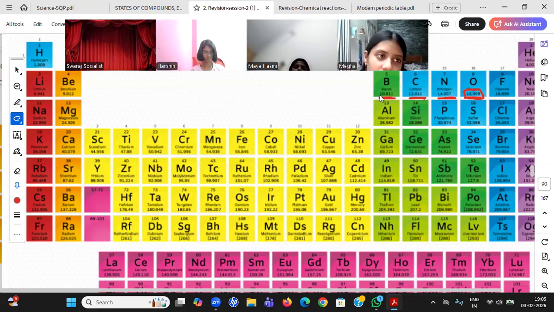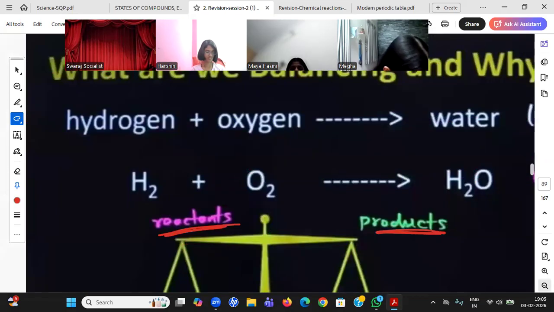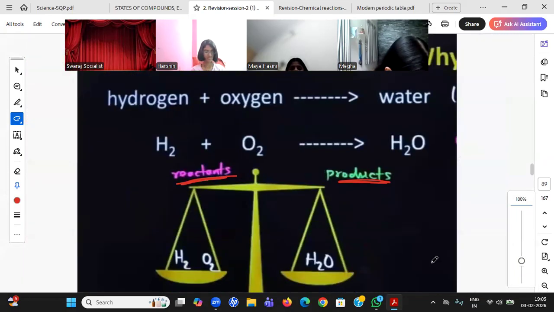Sir, in order to follow the law of conservation, can we just take oxygen as 16 instead of 15.9? Yes, you will be taking the same thing, student. We will not go into so many decimals. We'll be taking the same. Okay, so now let me measure the weight.